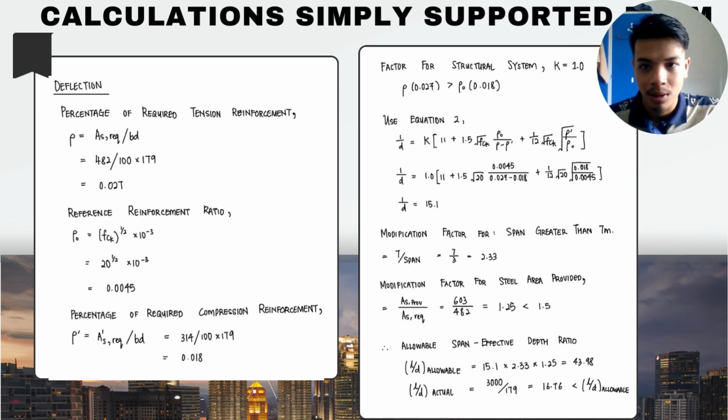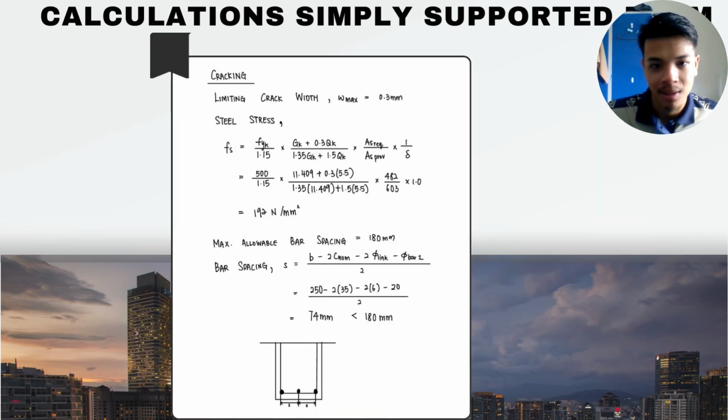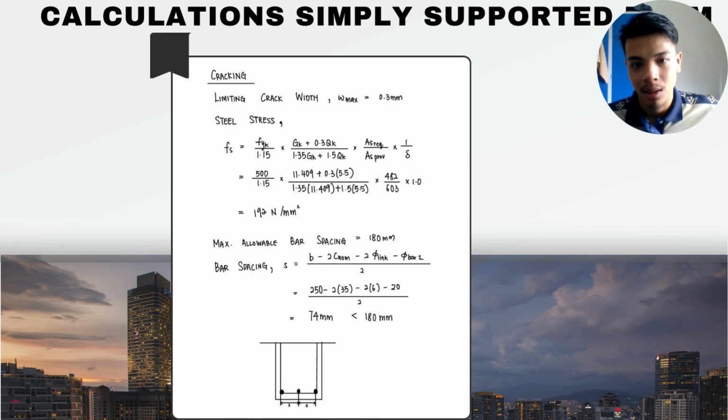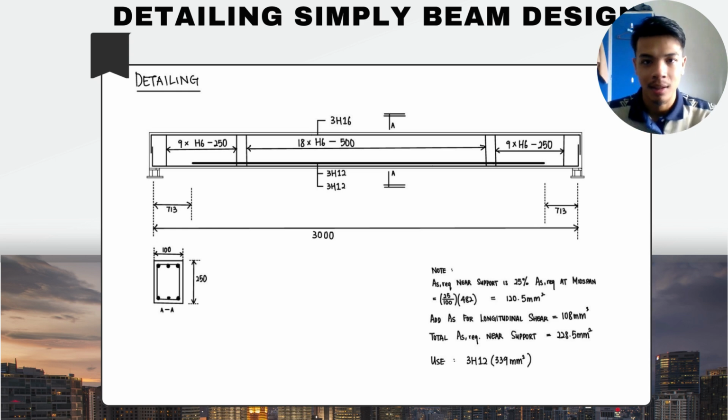Based on our deflection calculation, we can conclude the allowable span-effective depth ratio is larger than the actual, which means it is acceptable. Our cracking is 74 millimeter, which is smaller than 118, which means acceptable. Here is the detailing of the simply supported beam design.